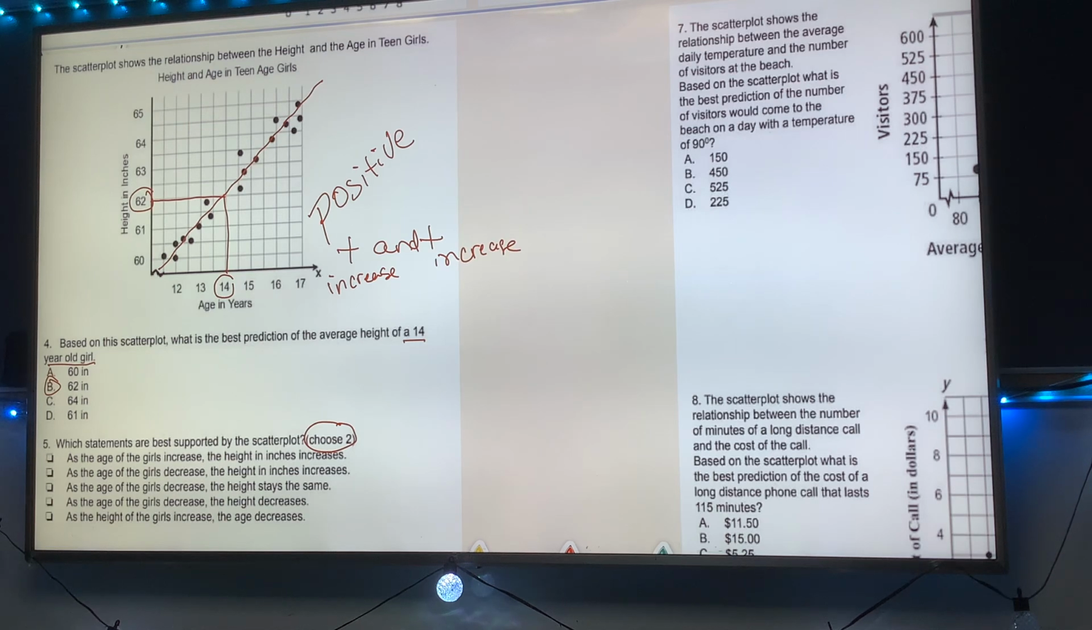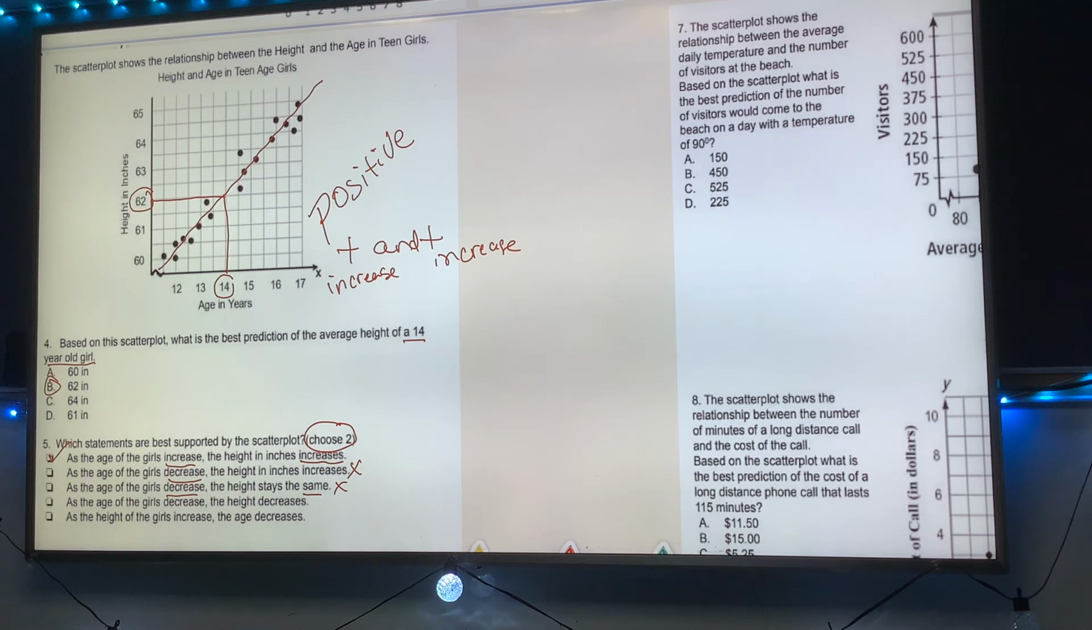So if I look at here, increase, increase. Oh, I bet that's one of my answers, because as the girl's age increases, the height increases. That makes sense. As the girl's age decreases, the inches increase? No, because a positive and a negative keep a negative. As the age of the girls decreases, the height stays the same? It is not staying the same. We know it's a positive slope, so we know that's not it.